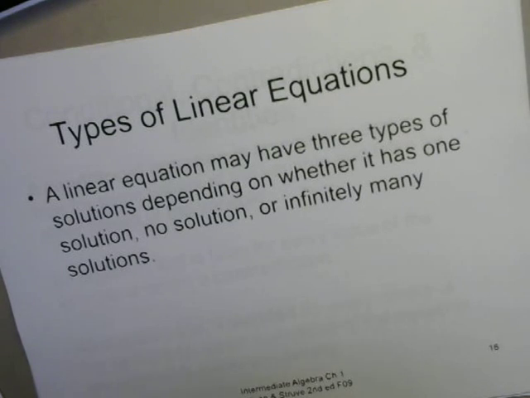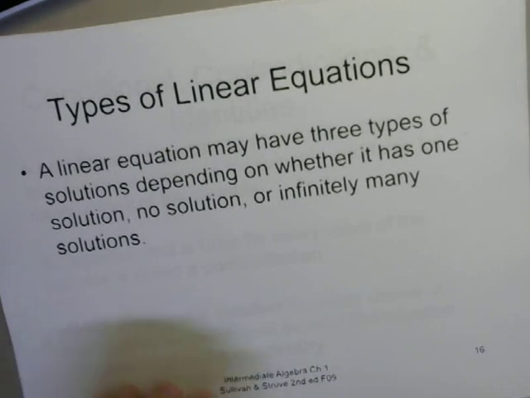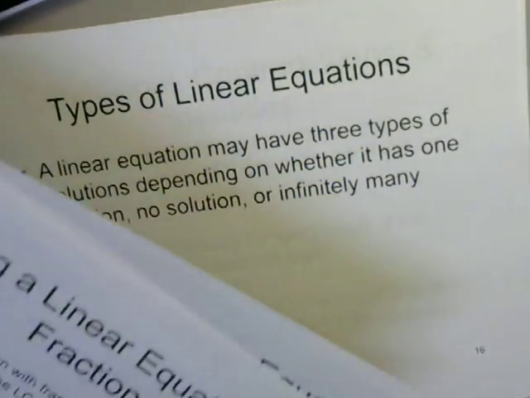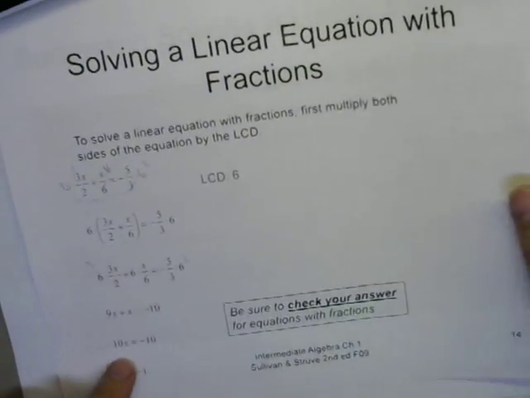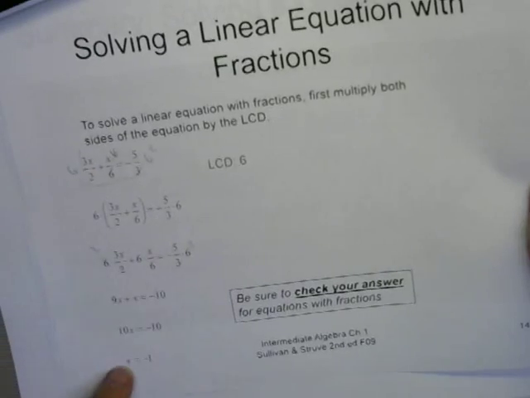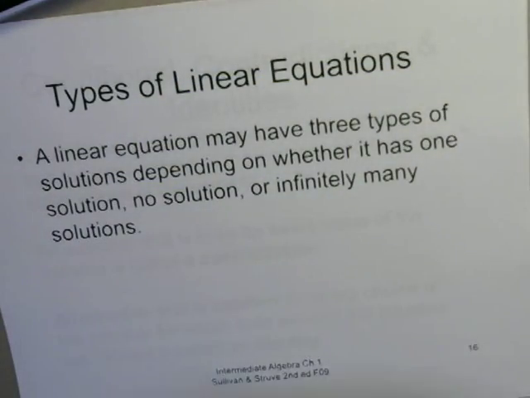One other thing I want to talk about, though, is the different kinds of solutions you can have for linear equations. So I'll call this types of linear equations. A linear equation may have 3 types of solution. It may have one solution, one number as a solution, and that would be like the ones we just did, like this one. There's only one number you can stick in for x that makes both sides equal, namely negative 1. That's called a conditional equation.